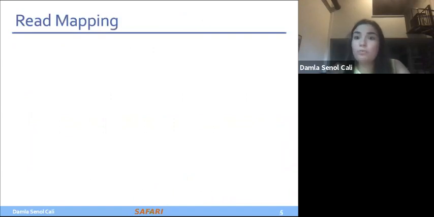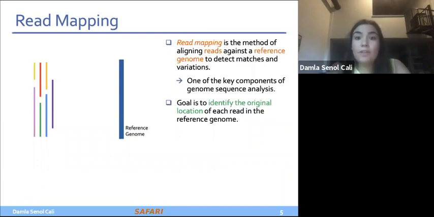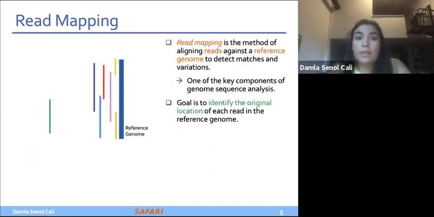A common approach to genome sequencing is to perform read mapping. In read mapping, we assemble the reads by finding their location in a reference genome. We are aligning the reads against the reference genome in order to detect the matches and variations. And this is one of the key components of genome sequence analysis.